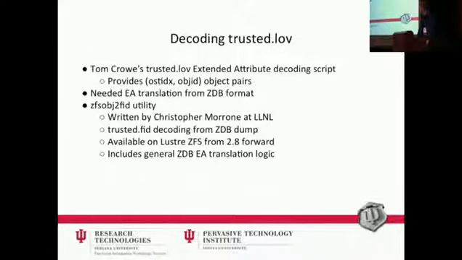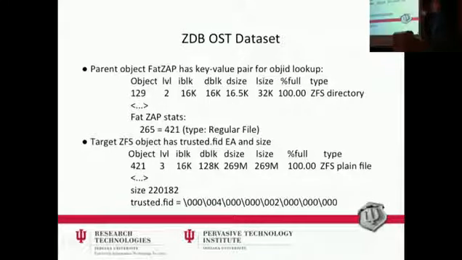Fingers crossed. Cool. Okay, so then moving on. Once we had the OST index and the object IDs, we then needed to go to the OSTs to discover the file size information. I was talking about FATZAP before. FATZAP is essentially a key value format that has the lookups. This is what we used for directory lookups.